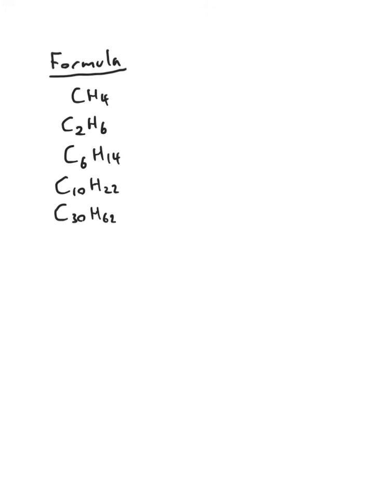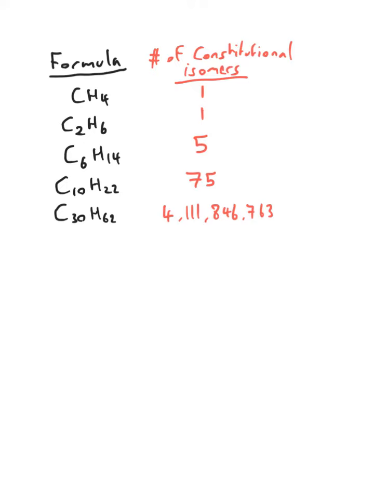Here's a list of the chemical formulas, and here's the list of the number of constitutional isomers for each chemical formula. As you will notice, by 30 carbons, there is no way we could potentially draw all constitutional isomers of it. So this is becoming a very mathematical problem. We don't have to worry about that. At that point, we would have a specific molecule we are talking about, and we would not worry about other constitutional isomers.